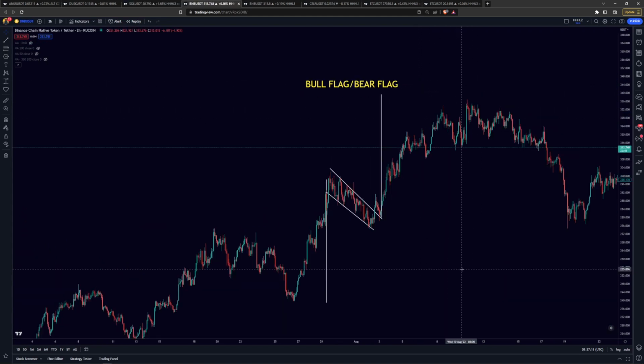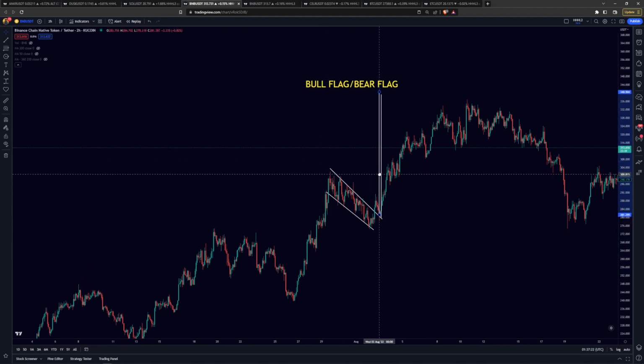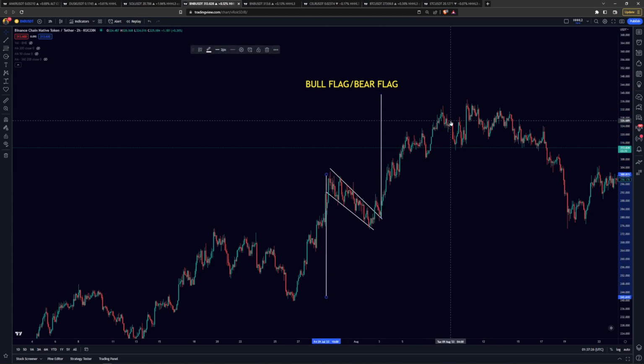Next ones we're going to look at are bull flags and bear flags. So the same idea, you could invert your chart and it would be a bear flag to the downside. Either way, if you're measuring the move, it's the distance of the flagpole that goes near the breakout level, and that's how you get the measured move for a bear flag or a bull flag.